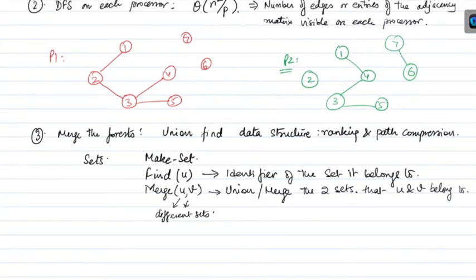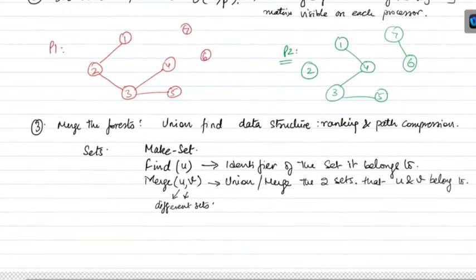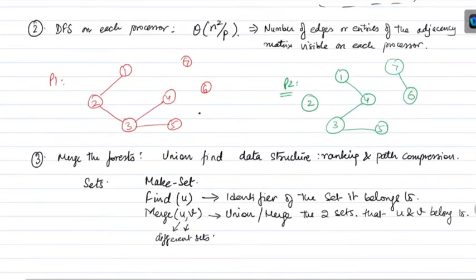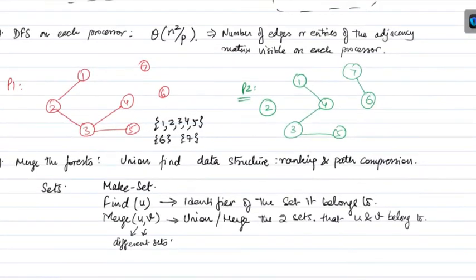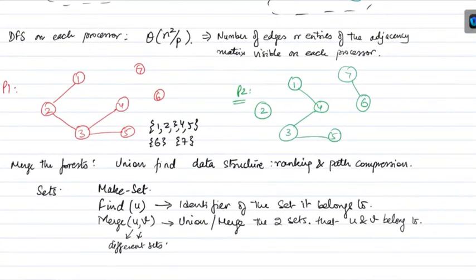So we are interested in connected components, not in the DFS tree. So I'm going to create sets over here. One set is going to be 1, 2, 3, 4, 5, another set is going to be 6, and another set is going to be 7. So there are three sets on P1, one corresponding to each tree in the forest. Is that clear? Similarly, I'm going to have sets over here. The sets are 1, 3, 4, 5, then a set 2, and a set 6, 7. Is that clear?